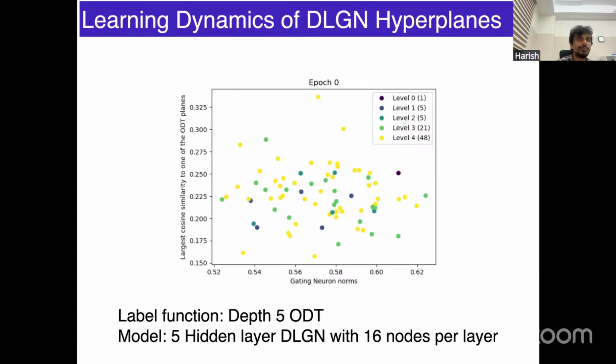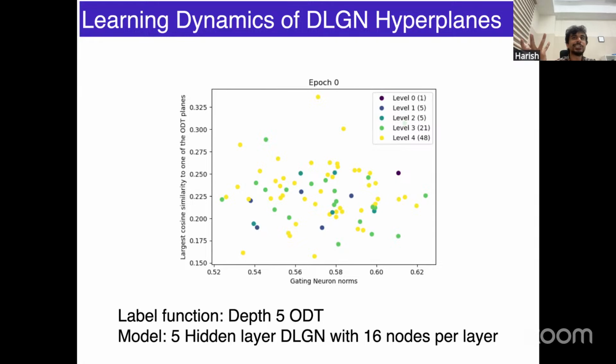So you are training a depth 5 decision tree. Let's say your label function is a depth 5 decision tree, and you are training a model with, let's say, a 5 hidden layer DLGN with 16 nodes per layer. Let's consider each neuron as a point. So that means you have 5 into 16 neurons. Even though I call them indicator functions, that's really a sigmoid. Because it's a sigmoid, you can actually measure the norm of the gating weights.